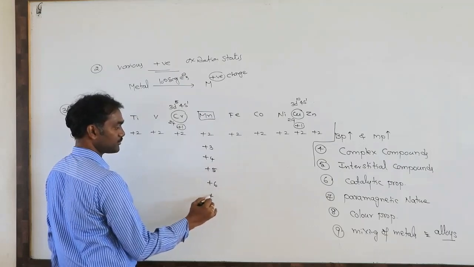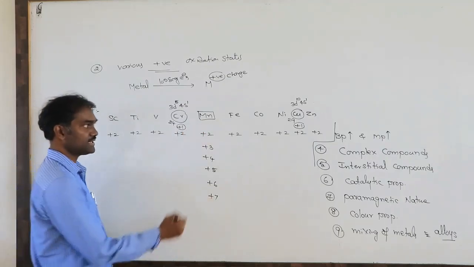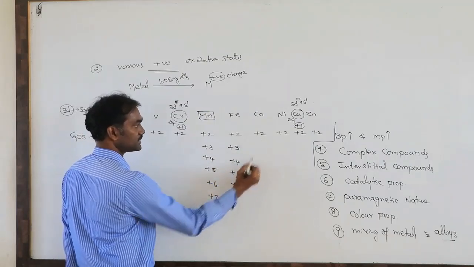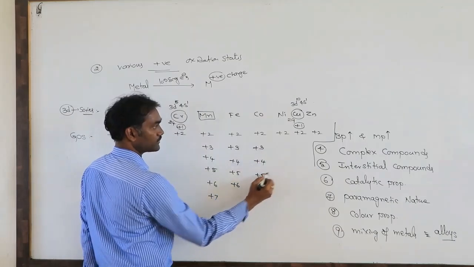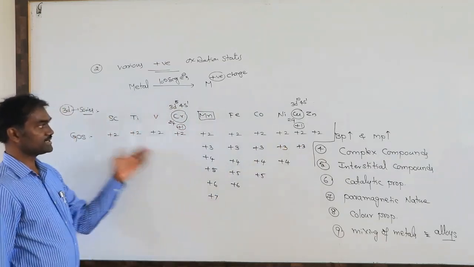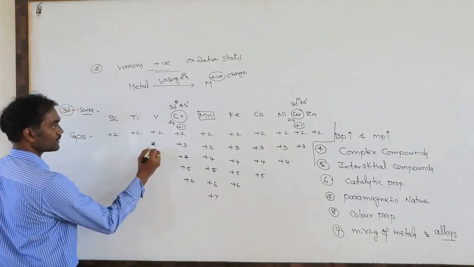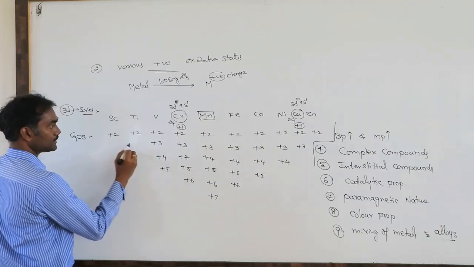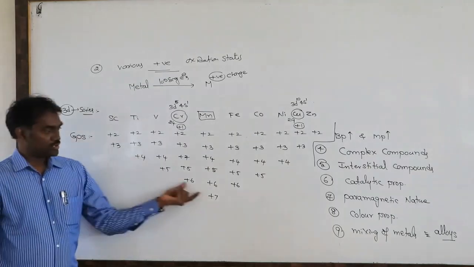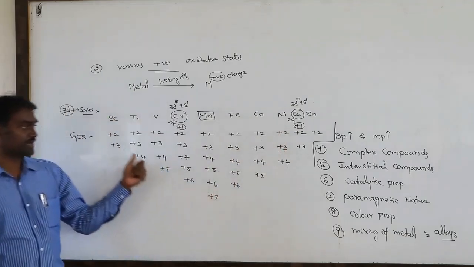Next, in this whole series, manganese is showing the highest oxidation states: +4, +5, +6, +7. So maximum manganese is showing a +7 oxidation state. Next, it continuously decreases: 6, 5, 4, 3. If you take this side also, it continuously decreases.